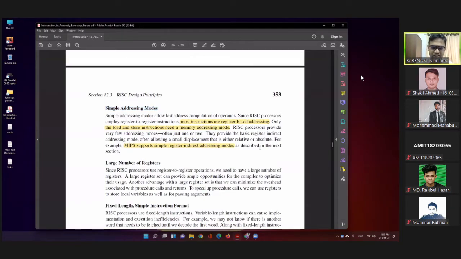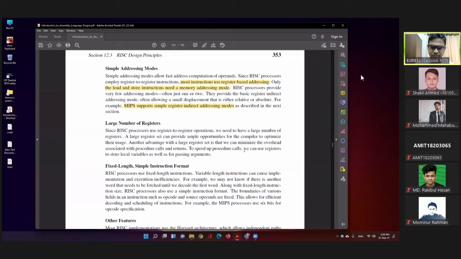I hope you remember that in chapter number 4 we discussed direct addressing mode and indirect addressing mode, which they used on the memory, the main memory. But here in the MIPS processor, they're using a register in the indirect addressing mode, not the main memory, because they are using registers. Right, so the MIPS processor is using a simple addressing mode, and the MIPS processor supports register indirect addressing mode. Okay, so that is the third feature.